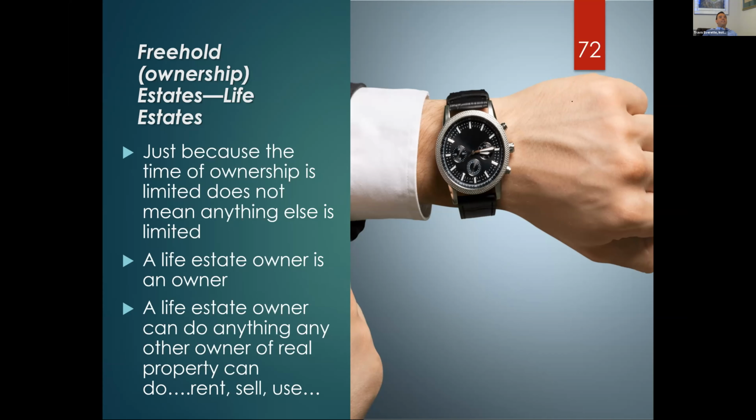Here comes Jonathan, and he's interested in buying the property from Tasha, and he makes her an offer. Can she sell it to him? Yes, but she can only sell what she owns, which is the property until Tasha dies. So how will Jonathan own the property? Until Tasha dies.